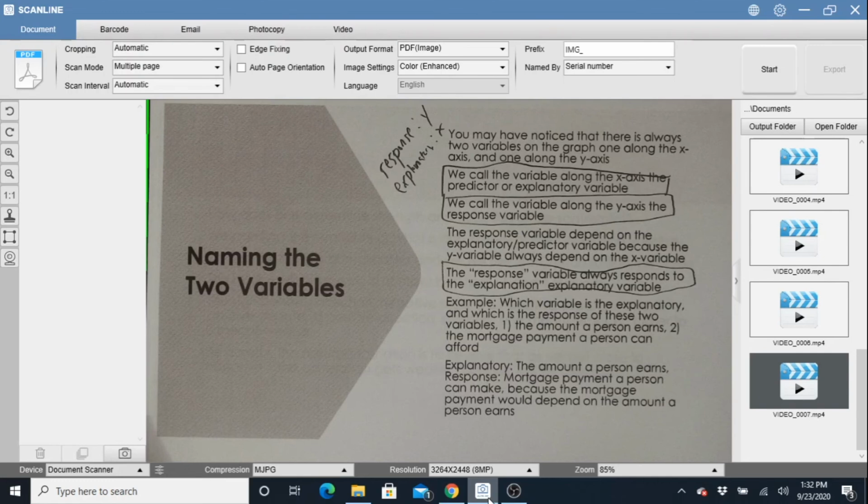I know that I can only afford so much for my house. I certainly would love to have a bigger house, but it all depends on how much I earn as a teacher, which isn't that much, but I still like the job. At any rate, that's an example of how to tell whether something is response or explanatory. Remember, response will always depend on the explanatory variable.